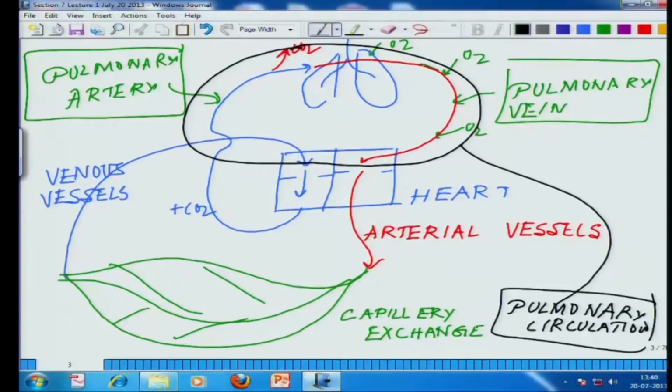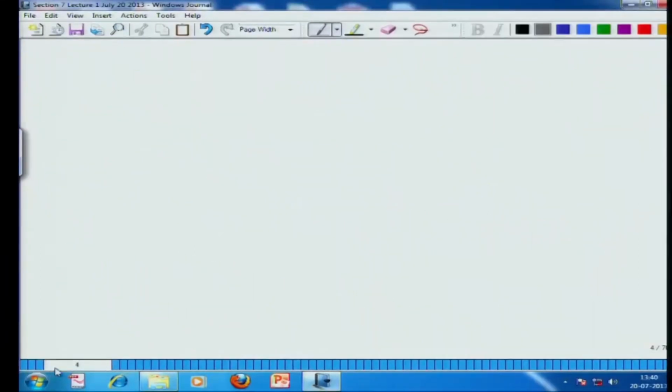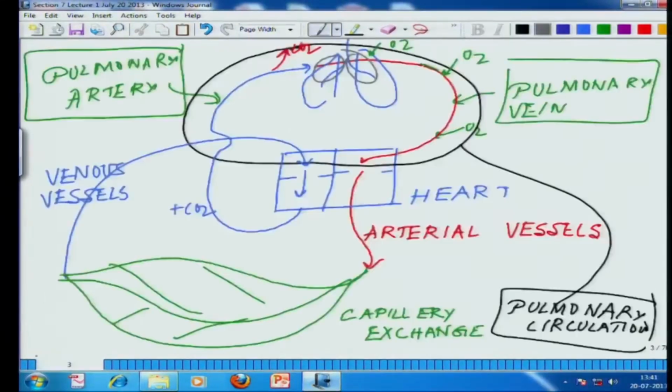The important part here is the zone where this exchange is taking place, and it is exceptionally important to understand where this exchange is taking place and how it is taking place. Moving on, it has been observed that the exchange zone is also called the pulmonary membrane. If I go back to this zone where this exchange is taking place, this is called the pulmonary membrane.